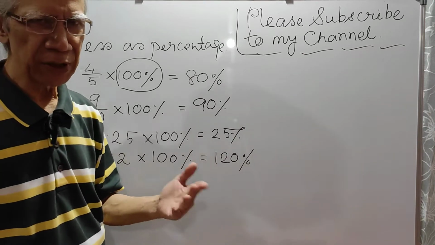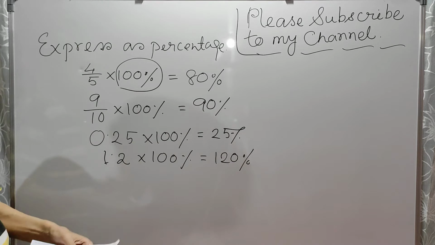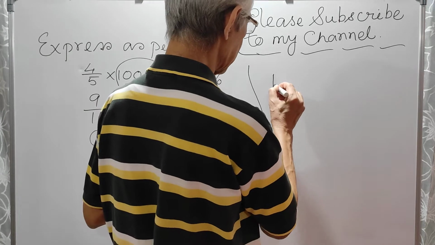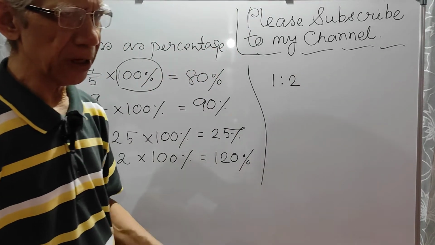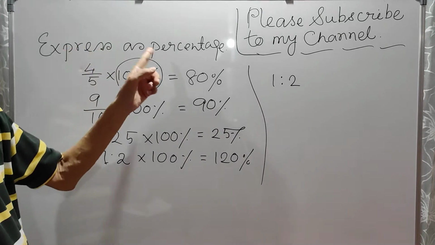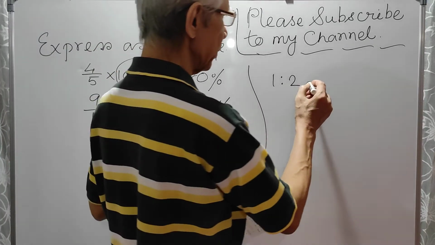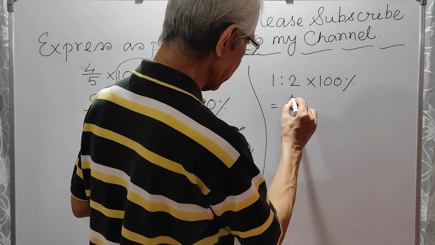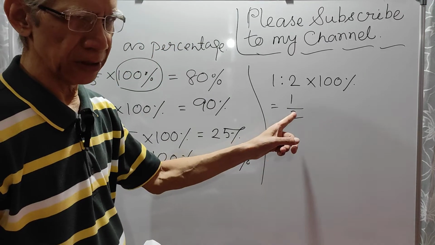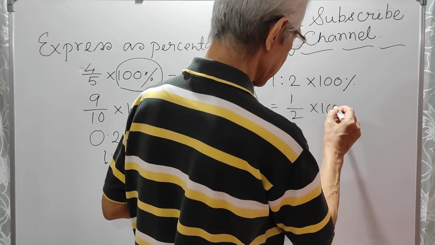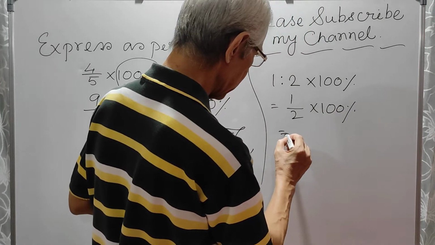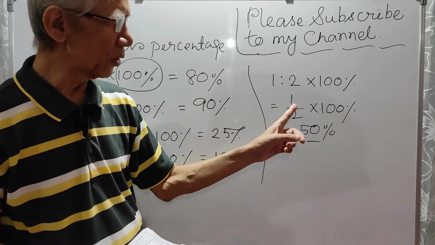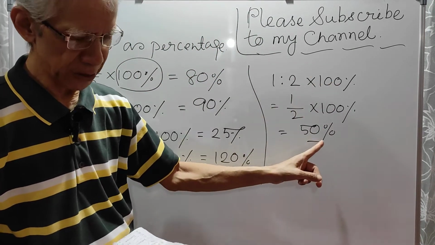Now let us see, there may be some ratio also which you may want to express as percentage. Suppose you are given a ratio 1:2. 1:2 is a ratio. You are asked to convert or express it as percentage. So follow the rule, multiply by 100%. All right. Now 1:2 means 1 by 2. So we have got a vulgar fraction. So 1 by 2 into 100%. So what do you get? 50%. So this ratio also we have converted to percentage. We got 50%.